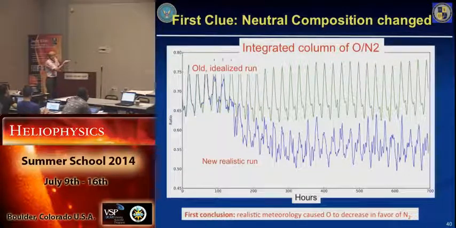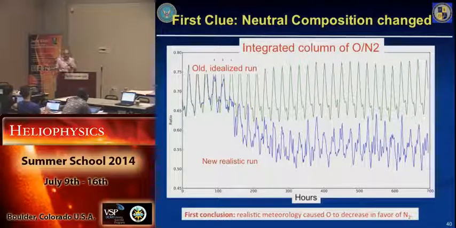Our new realistic run, after about 5 days, it went down to a new equilibrium. And you see this equilibrium is much more variable because there's real weather in there, but it's definitely a different space than the idealized run. So something we did changed the neutral composition. So at least our ionospheric response is consistent with our neutrals. So at least that much is correct. So now the question is, what changed the neutral composition?